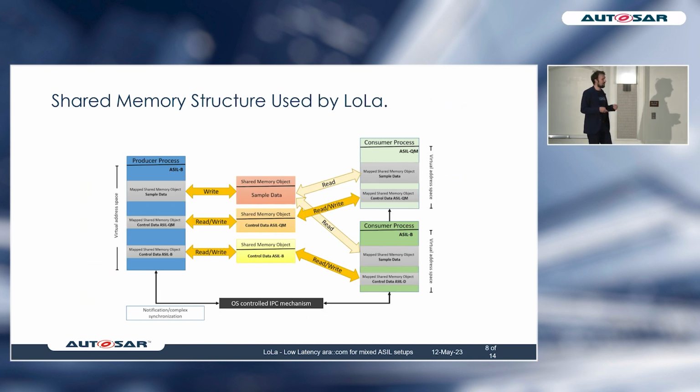So what is the basic structure of LoLa? LoLa stands for low latency, if I did not say that yet, because that's what we're trying to achieve. So basically, in this setup we have different processes in the mixed critical setup. In this case, the producer process is ASIL B. We have one QM and one ASIL B consumer.